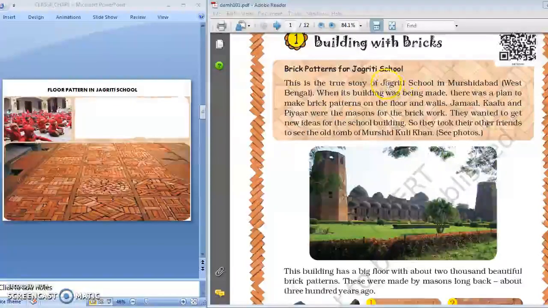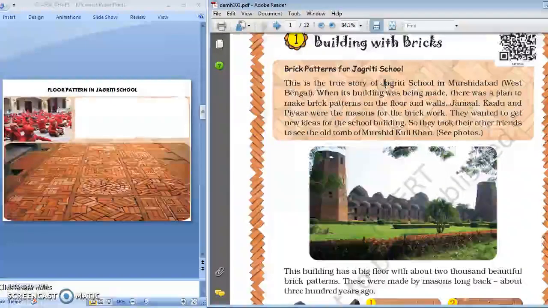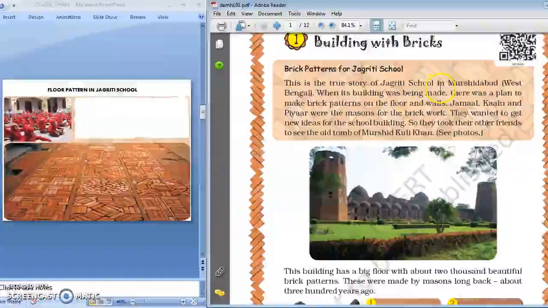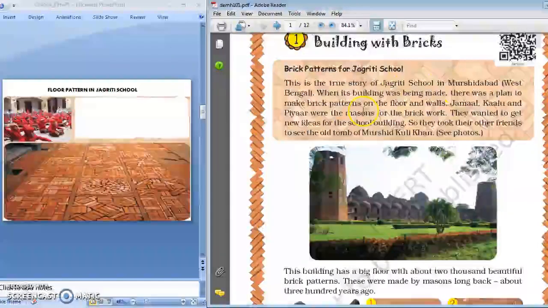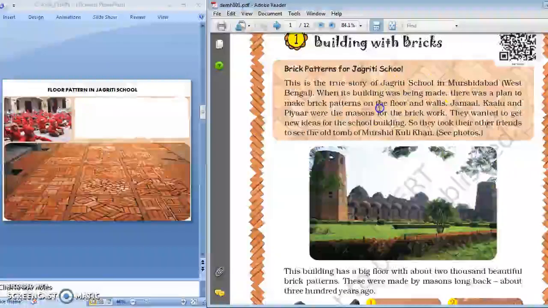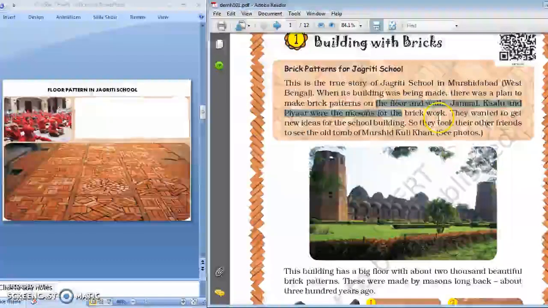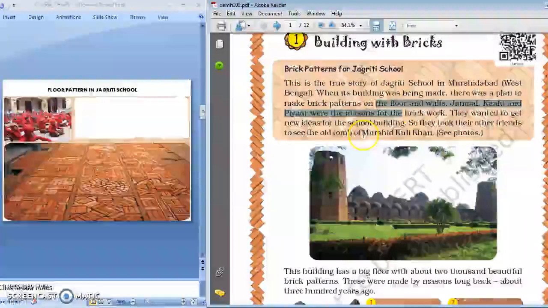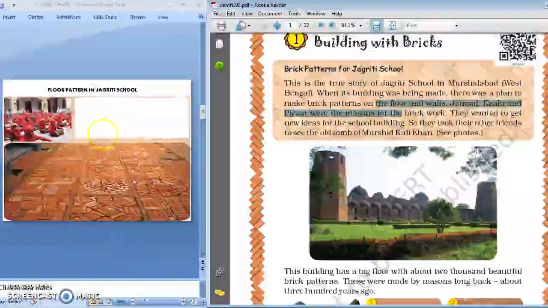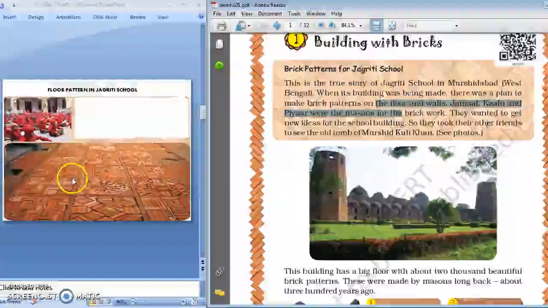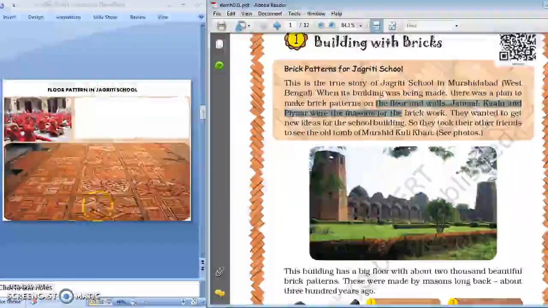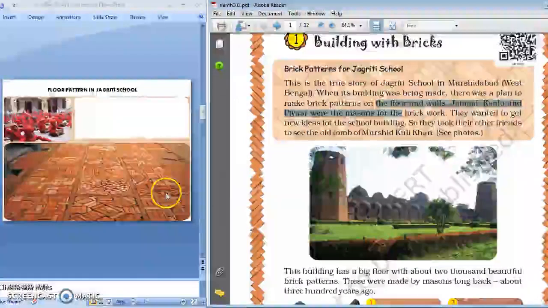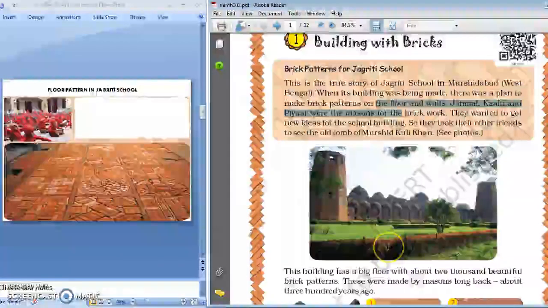I had mentioned to you yesterday about the Jagriti school. On this school, which was in Murshidabad, when the school was being built, the masons applied their idea and made the floor and the walls in different brick patterns. As you can see in the PowerPoint presentation, each block had a different pattern, which was really exciting for the kids also, and they learned new patterns.